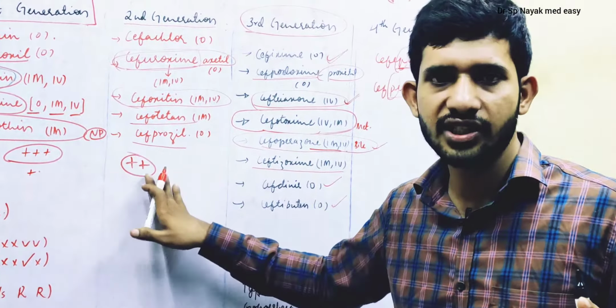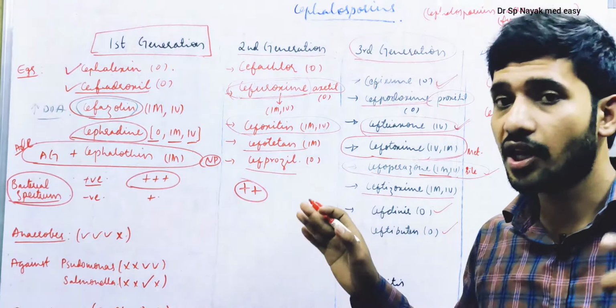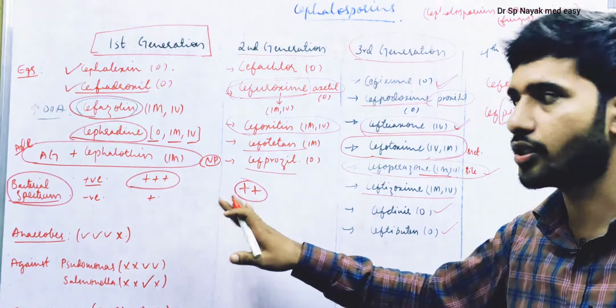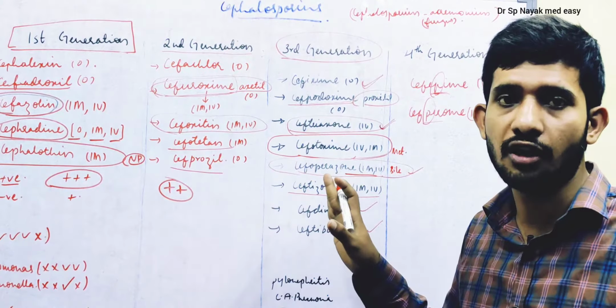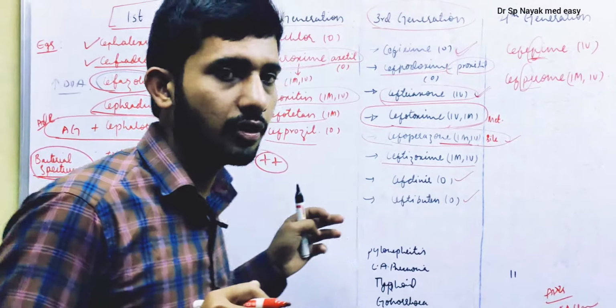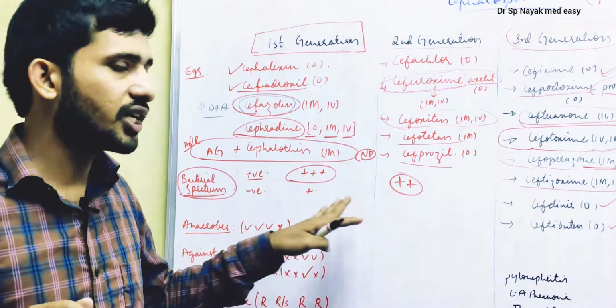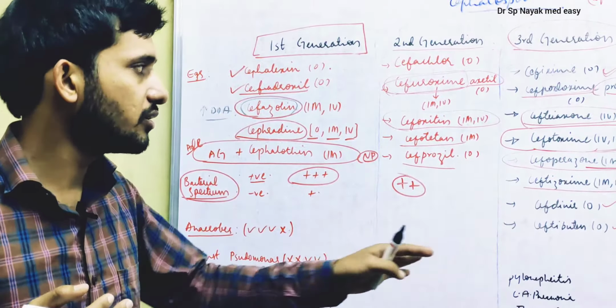And remember, gram-negative organisms: first generation and second generation are not effective on gram-negative organisms. They are very less effective on gram-negative organisms, the first and second generations, and third and fourth generations are very effective on gram-negative organisms. So this is the unique property of bacterial spectrum of cephalosporins of these generations. Okay, first and second generations are effective on gram-positive, and third and fourth generations are very effective on gram-negative organisms. So that is about spectrum.